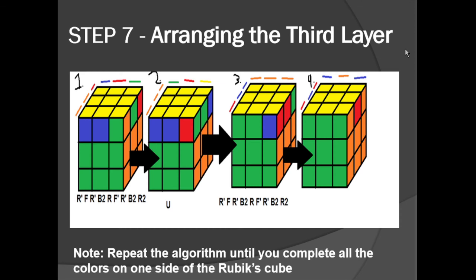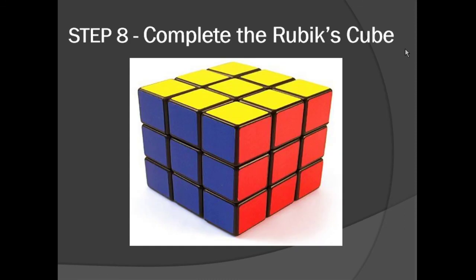Okay, next, for the final layer, you just need to use this algorithm: R prime, F, R prime, B2, R, F prime, R prime, B2, and then R2. Take note that you need to repeat the algorithm until you complete all the colors on one side of the Rubik's Cube. And after that, you will have solved your own Rubik's Cube. So step 8, complete the Rubik's Cube.